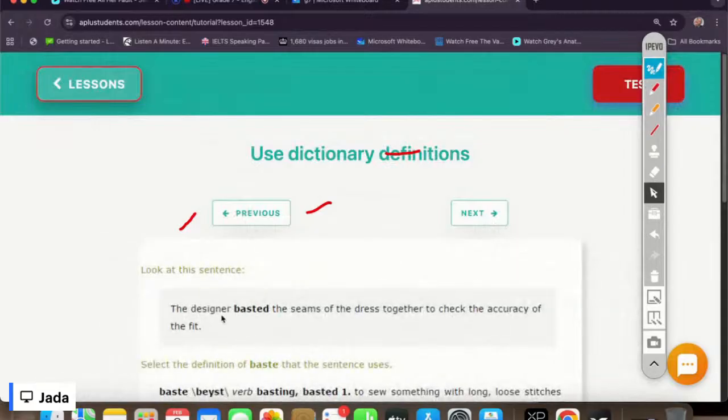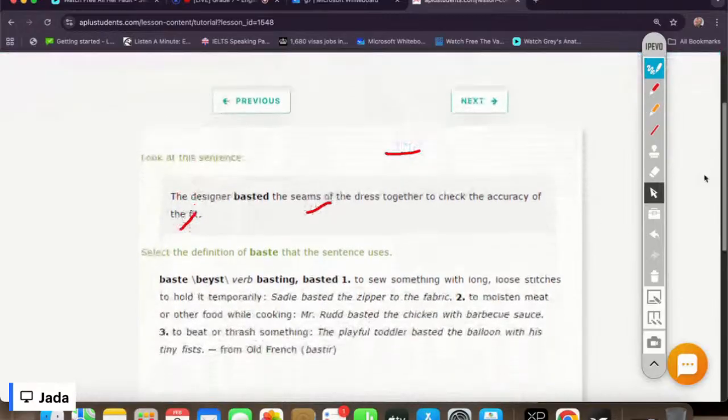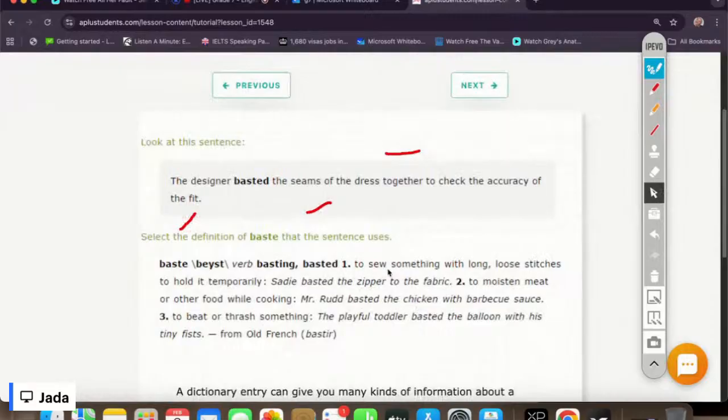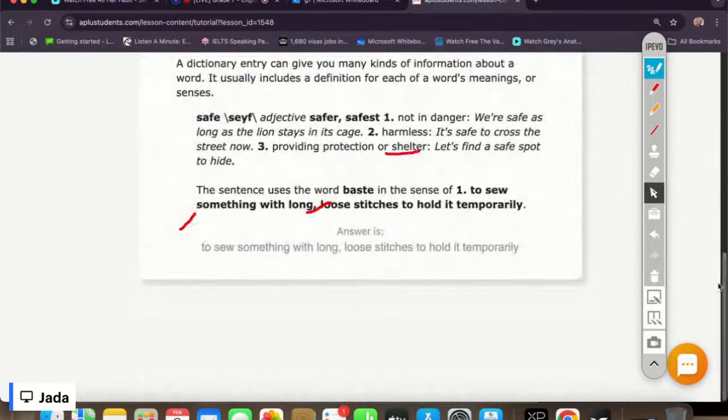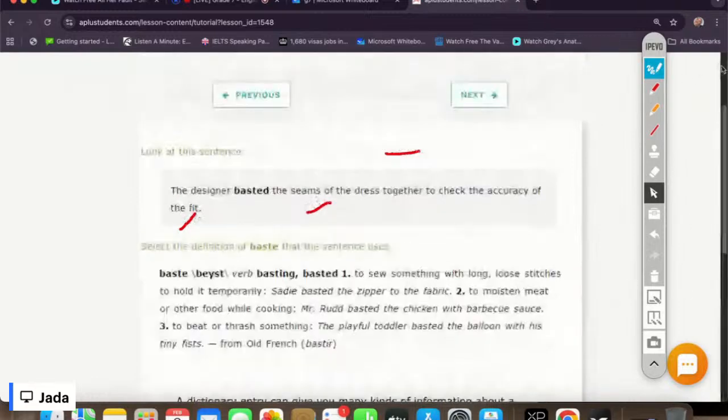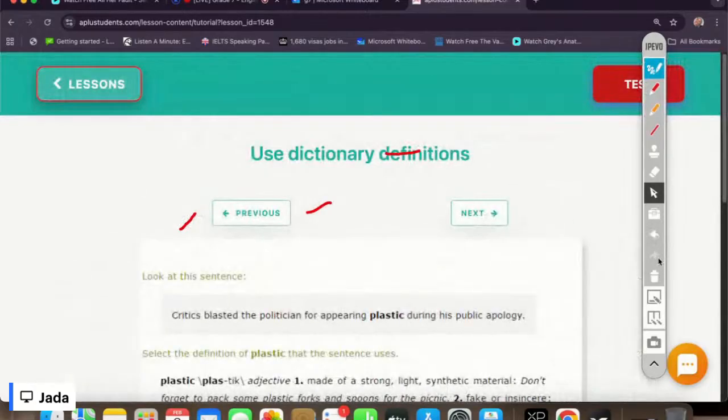So we have the designer basted the seams of the dress together to check the accuracy of the fit. Look at the sentence, select the definition of base that the sentence uses. So you have to check here which one aligns. So we have the first one. Okay, so the first explanation or definition is the right one.